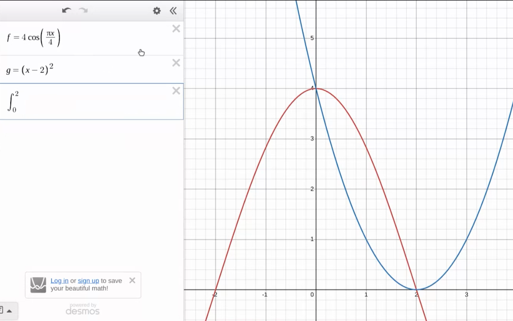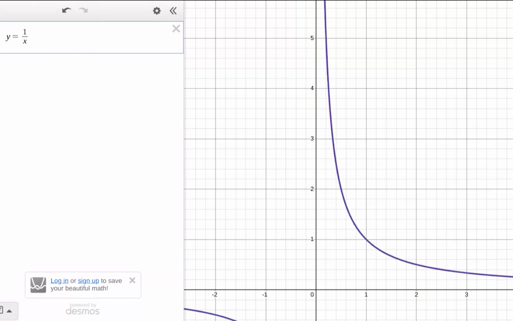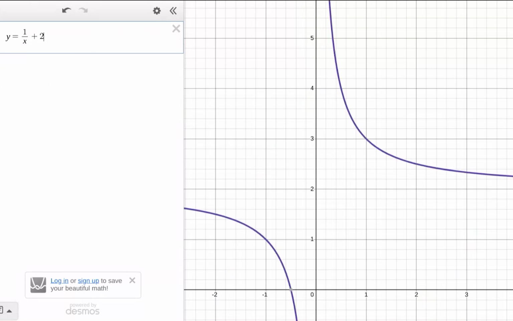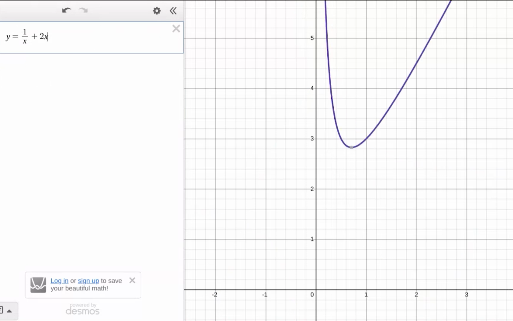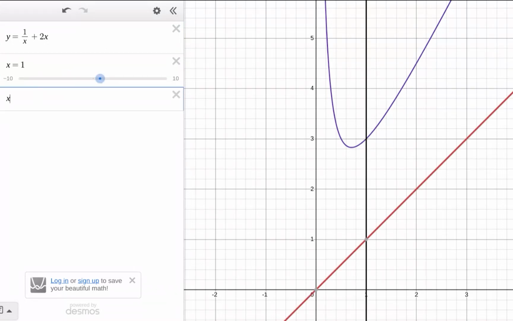We don't need any of these anymore. So the function we have here is y equals 1 over x plus 2x. Okay, and we're going in between x equals 1 and x equals c. So yeah, maybe I should type those in. x equals 1 and x equals c. We don't know what c is yet. That's what we're trying to find, I think. Oh, it's going to be in terms of c, so it doesn't really matter where it is.